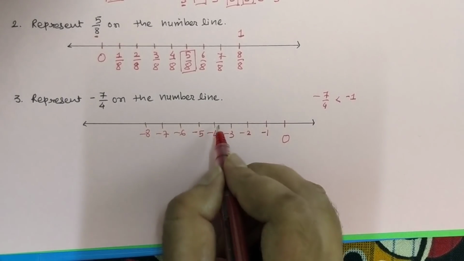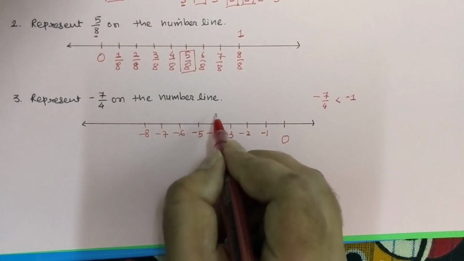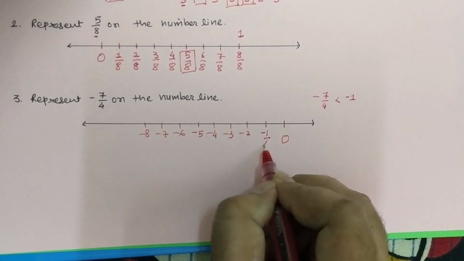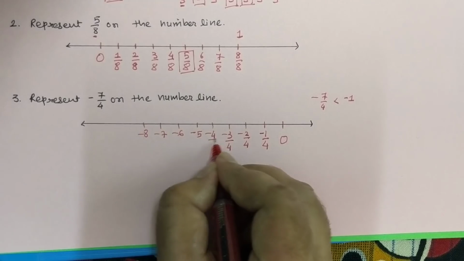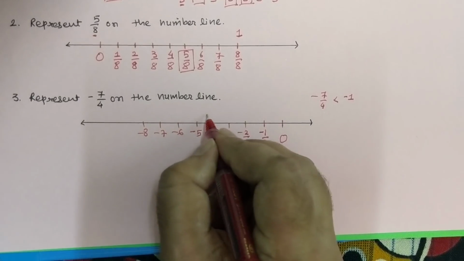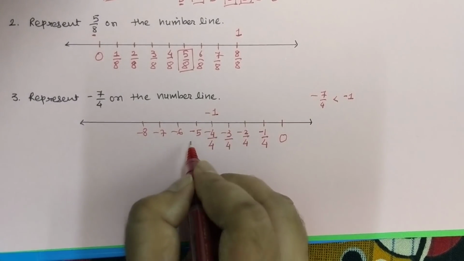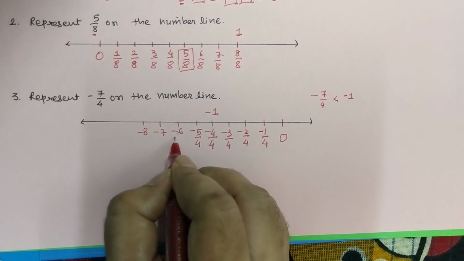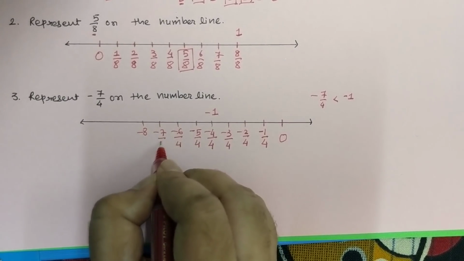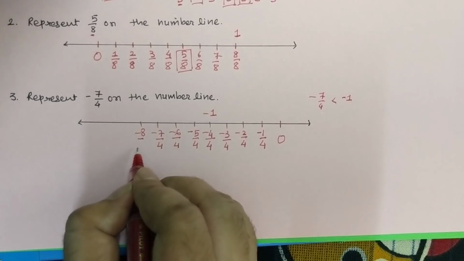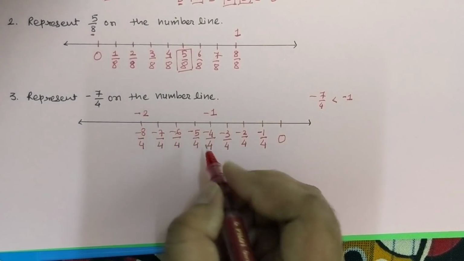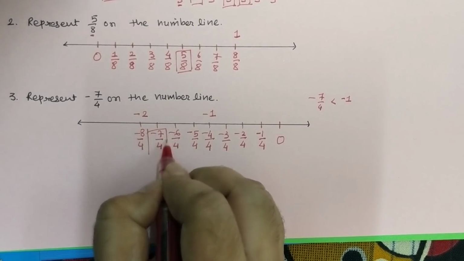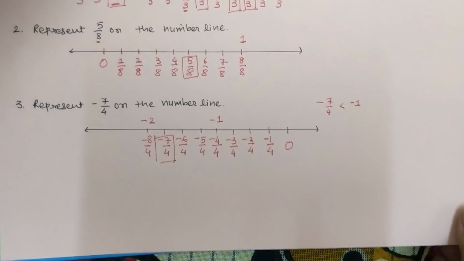So if we divide it with the 4, so I will write here 1 by 4, 2 by 4, 3 by 4, and what is 4 by 4? Yes, minus 1. Minus 5 by 4, minus 6 by 4, minus 7 by 4, minus 8 by 4. What is minus 8 by 4? Yes, minus 2. So this is our required number, right?